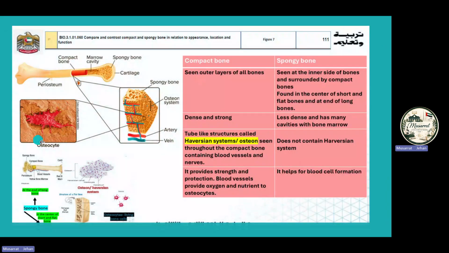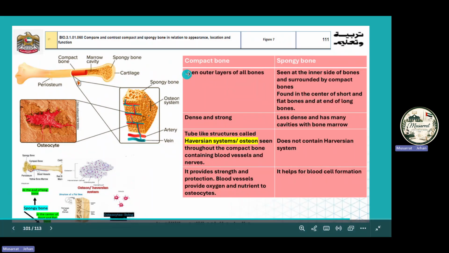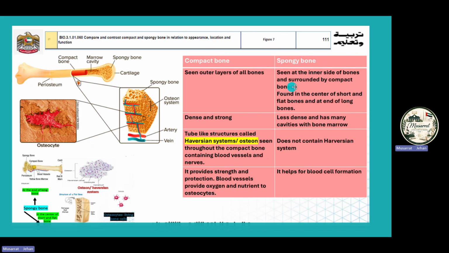The same figure, osteocyte. Here you can see the Haversian system. What is the difference? Compact bone can be seen as the outer layer of all bones. Spongy bone is the inner side of bones, surrounded by compact bone. It is found in the center of short and flat bones and the end of long bones.